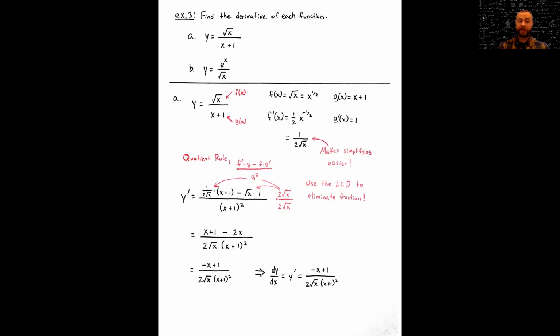You can just combine the like terms in the numerator, and we can express our derivative, the numerator, as negative (x plus 1), and then the denominator 2 square root of x times (x plus 1) squared. All right, when you're ready, we'll take a look at part B.